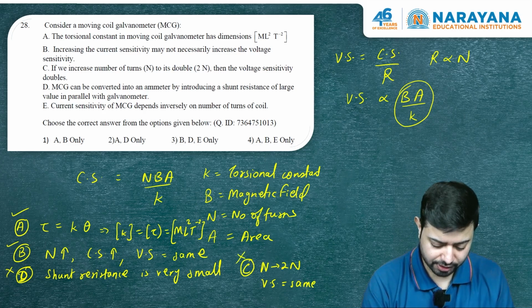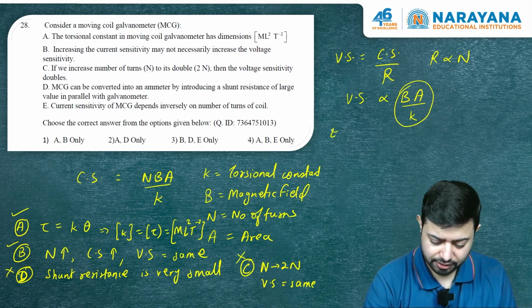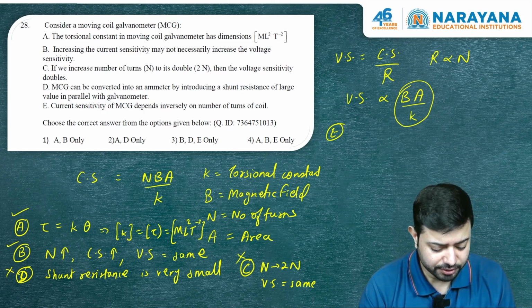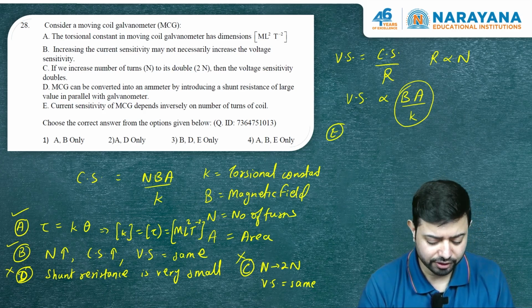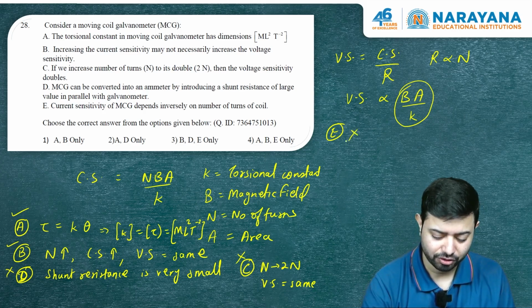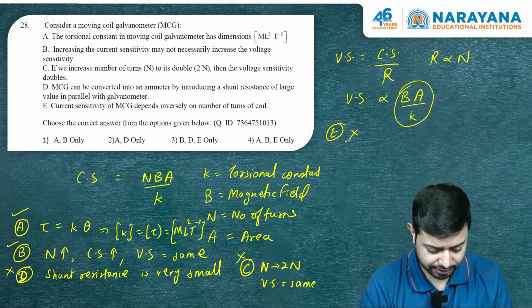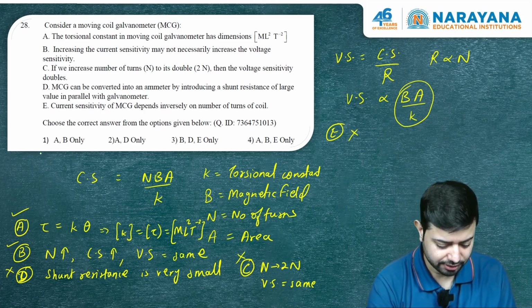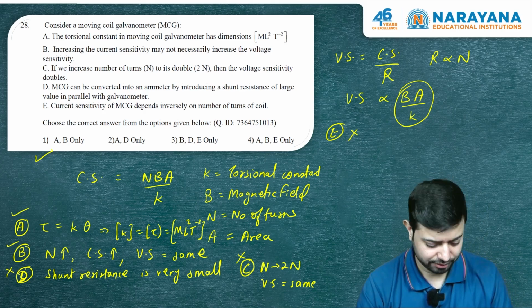Okay. Let us see the last one, which is the E. Current sensitivity of moving coil galvanometer depends inversely on number of turns of coil. It is absolutely wrong, you can see it from the formula, right. So, this is also wrong. So, which options are correct? Only A and B are correct, right, and therefore, which option is matching? That is the first one. Okay. So, I hope you got this question right.